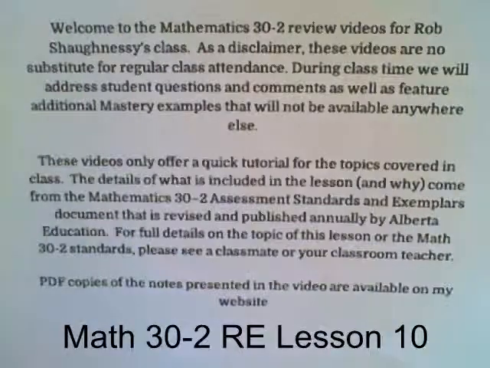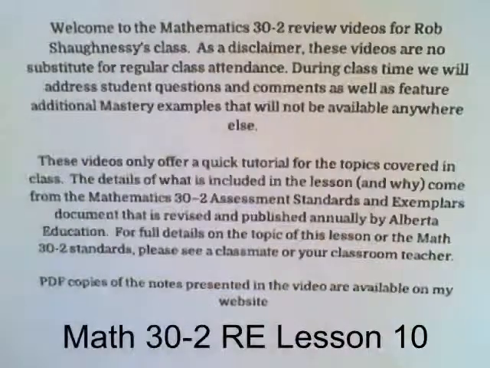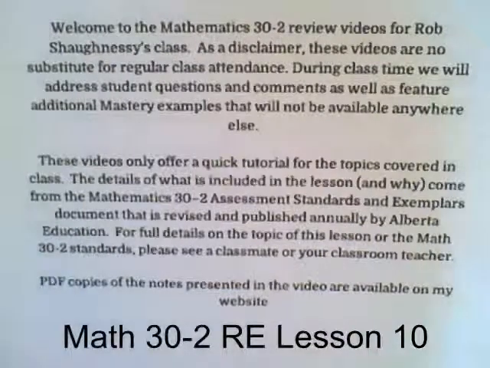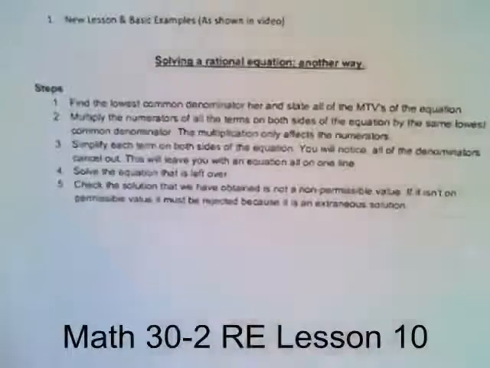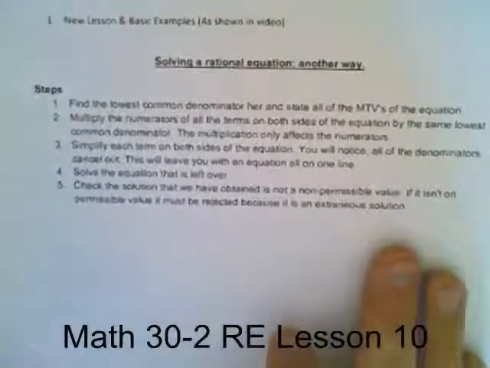So up until now in this unit we've been talking about rational expressions, what they are, reducing them, non-permissible values, multiply, divide, add and subtract, and last class we were talking about solving a rational equation, and we did it using what I tend to call the mystical magical method. There are other ways. Here's another one that I want to go through.